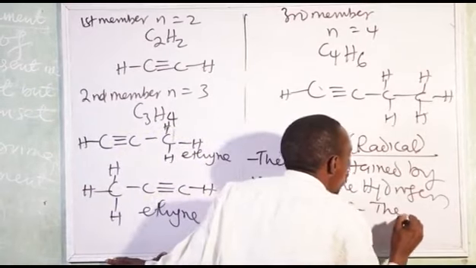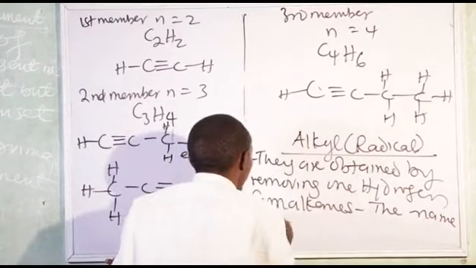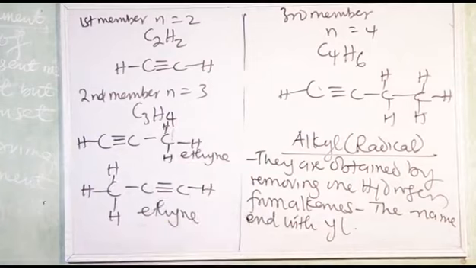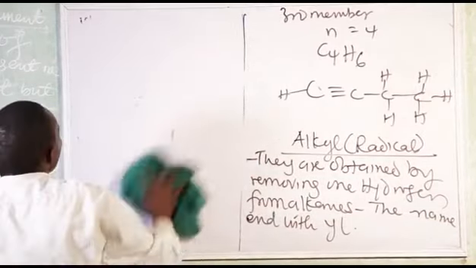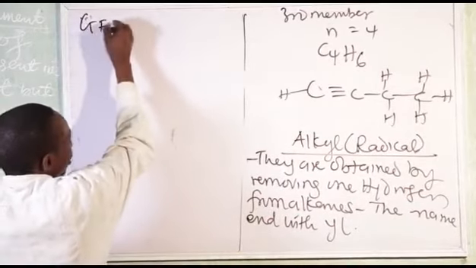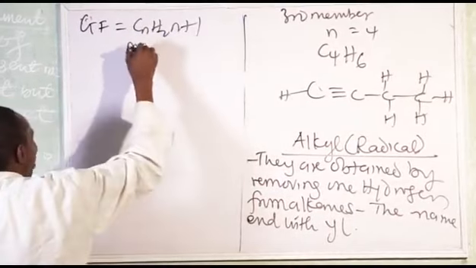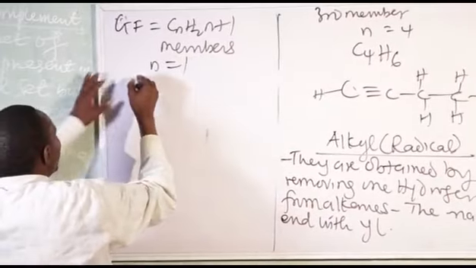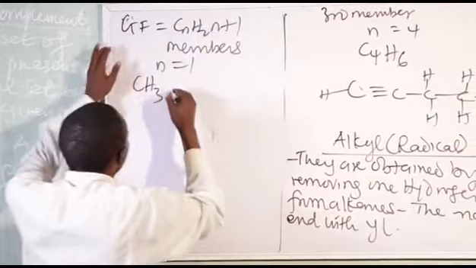The name ends with YL. The alkyl group. They are also single bonded. The general formula, like I've said, is CnH2n plus 1. Look at their members. When n equals 1, I have CH3, that is 2 times 1 plus 1. This is methyl.